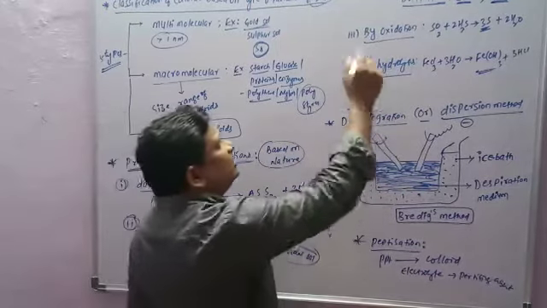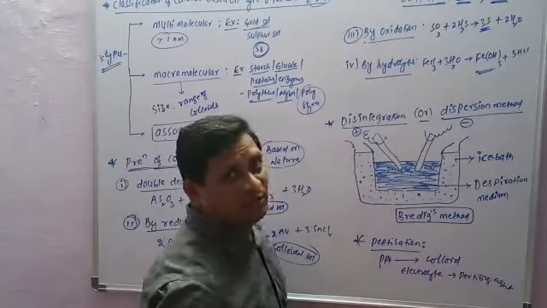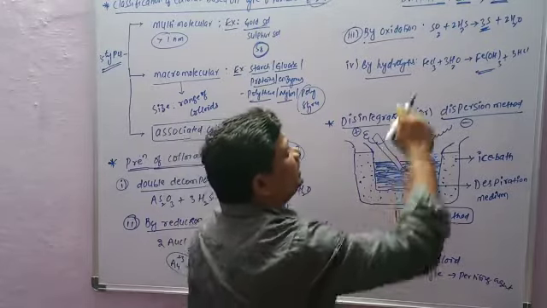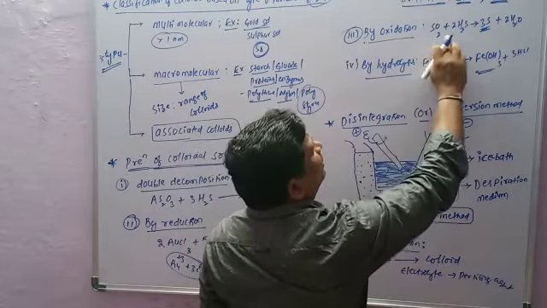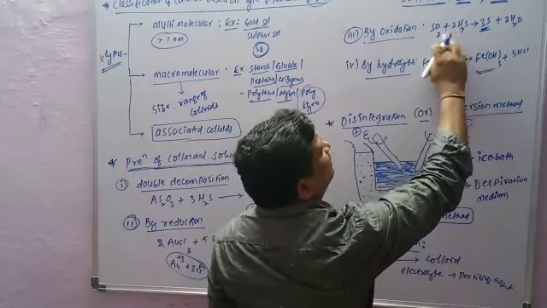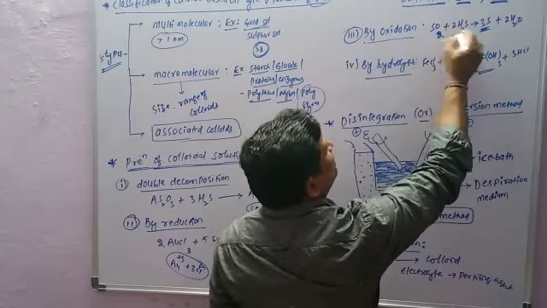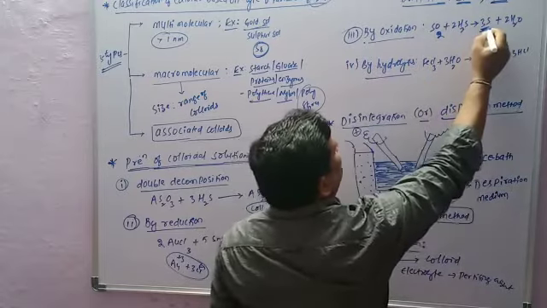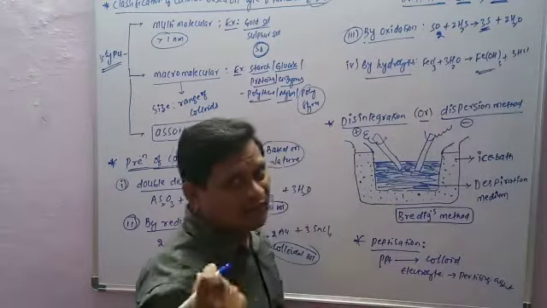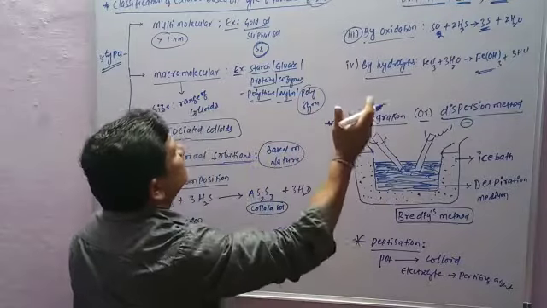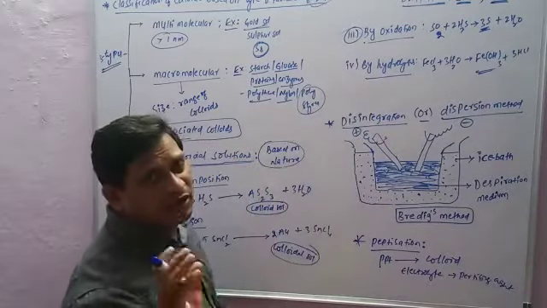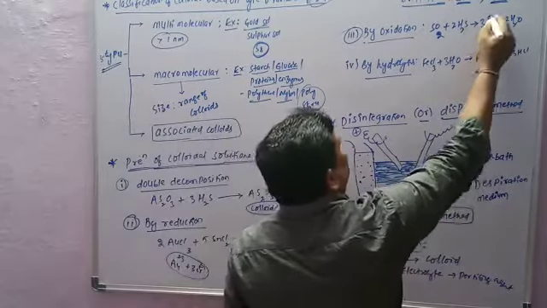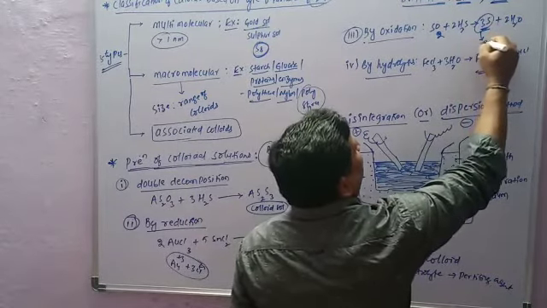Next, the third process is oxidation. Wherein SO2 plus 2H2S gives rise to 3S plus 2H2O. Then sulfur is the colloidal sol. Sulfur belongs to multimolecular colloids, that is, sulfur is a multimolecular colloid.